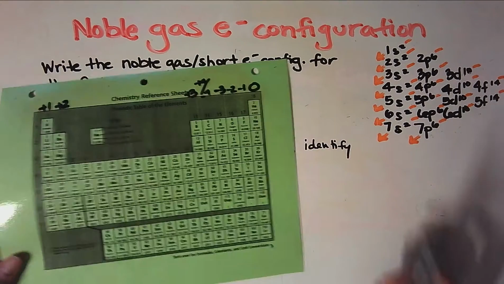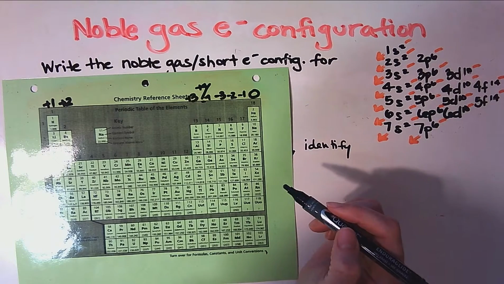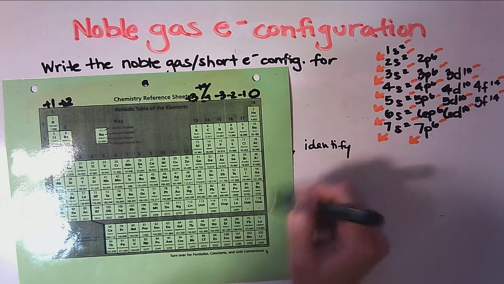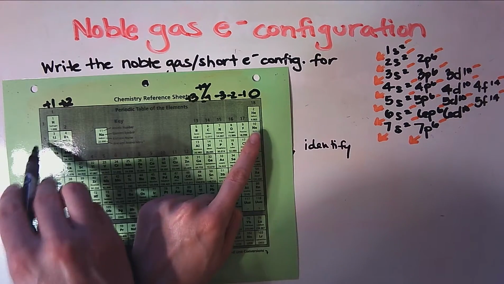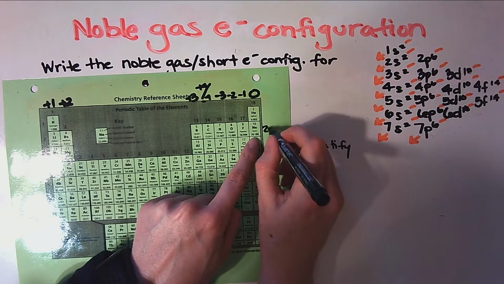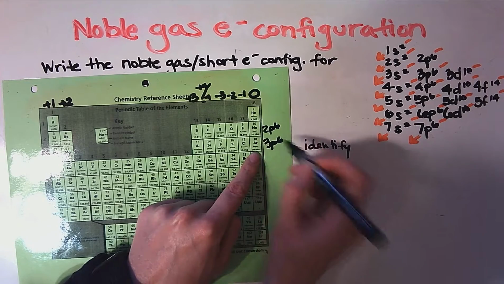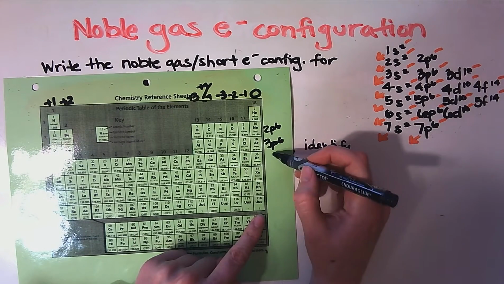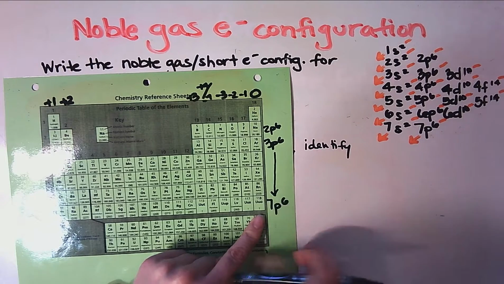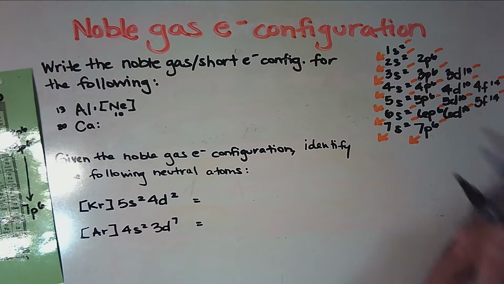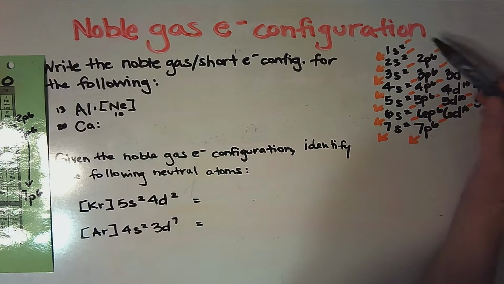What else I need to do is remember what I learned about the blocks of the periodic table. This over here is the p block. So neon's electron configuration ends in 2p6. Argon ends in 3p6. If you don't believe me, try it out for yourself. So on and so forth all the way down to 7p6.